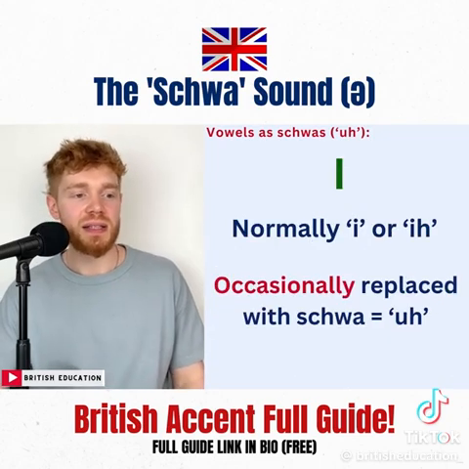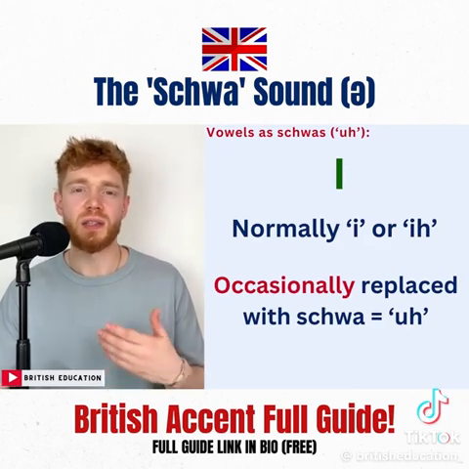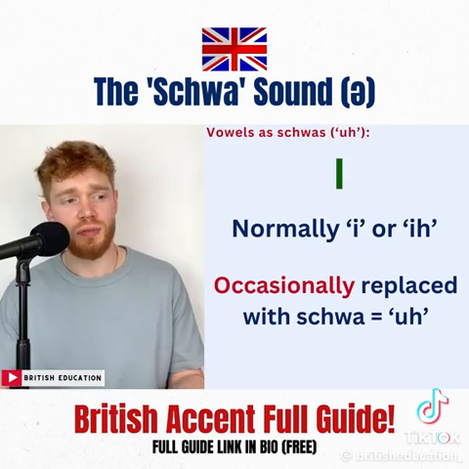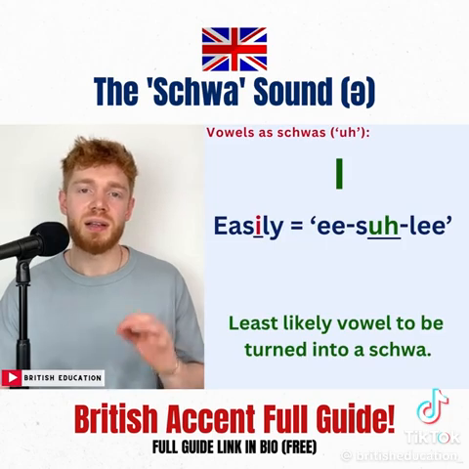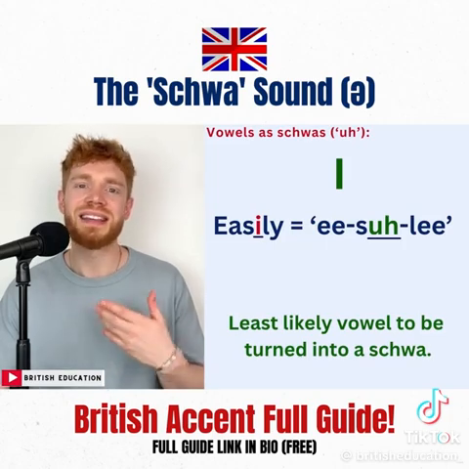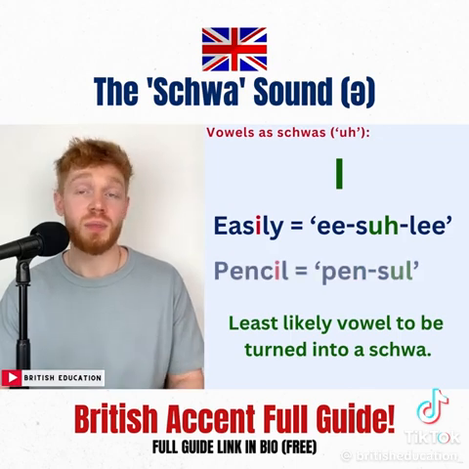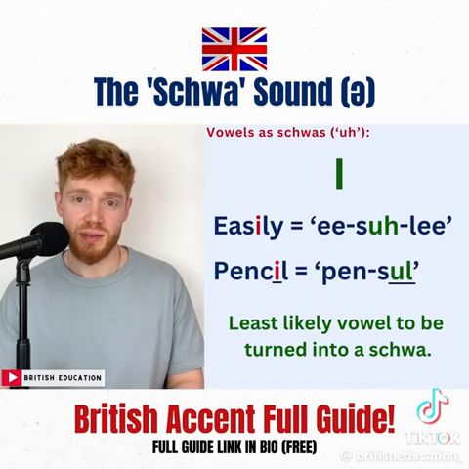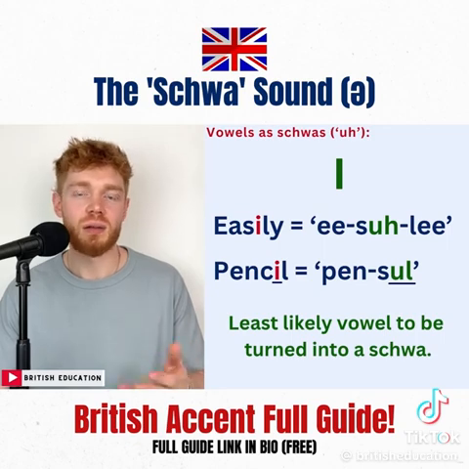The next vowel is I. Now this is probably the least likely vowel to be turned into a schwa, but it does still happen. So for example, easily, not easily, easily. Pencil. That's a good example. Pencil, not pencil, pencil.